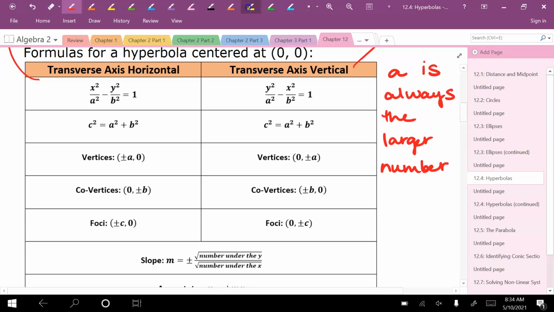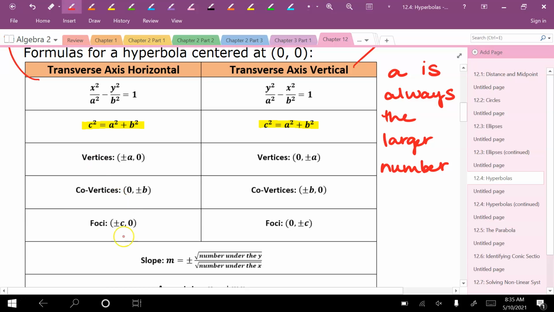Now, if you guys notice here, it says c squared equals a squared plus b squared. That is not a typo this time. On ellipses and on circles, we had to change it to a squared minus b squared. For hyperbolas, we do keep it plus, only because the foci points go farther than the vertices do. So it's going to be a little bit different. On an ellipse, you would graph your vertices and the foci would be getting close to the vertices. This time the foci are going to go past it for hyperbolas. So that's why we have a plus sign there.